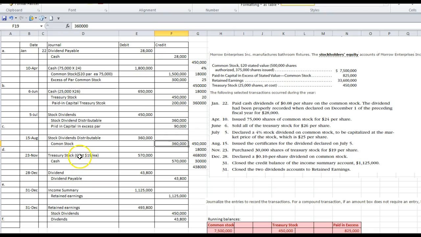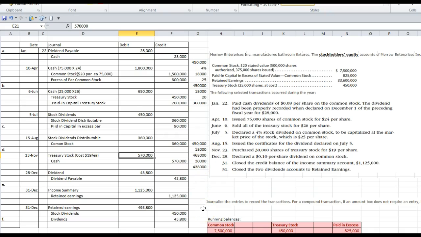It looks like we then bought some treasury stock. And how many shares of treasury stock did we buy? We bought 30,000 shares times 19, which comes to $570,000. So we've paid cash of $570,000, and we now hold treasury stock.